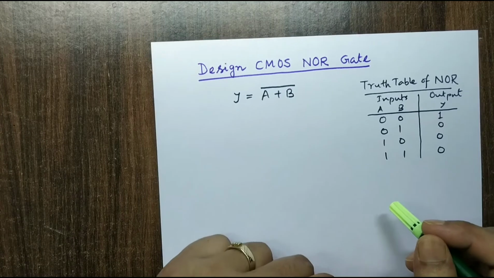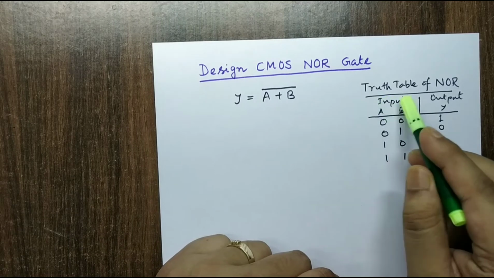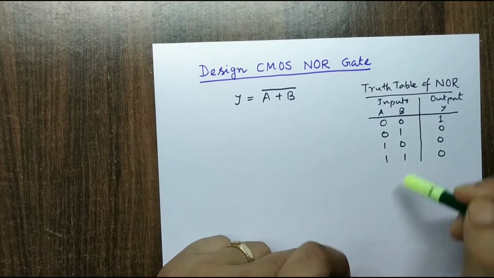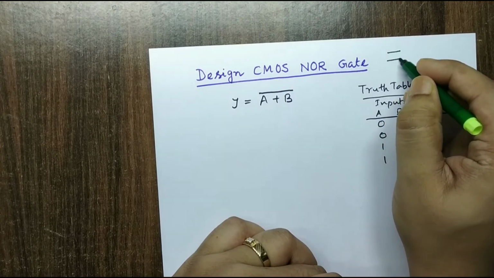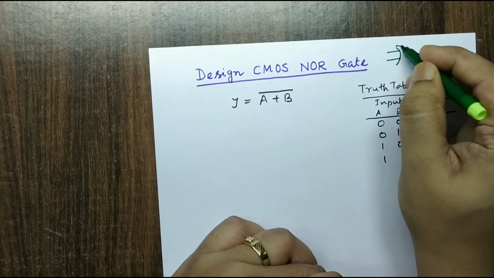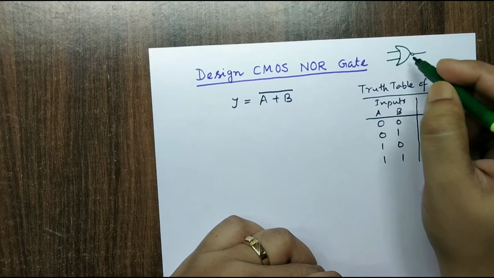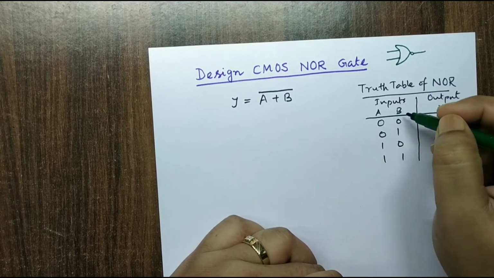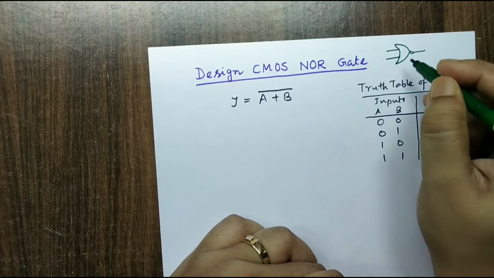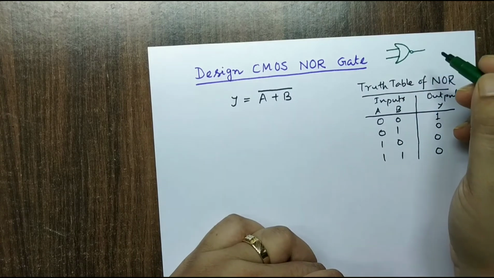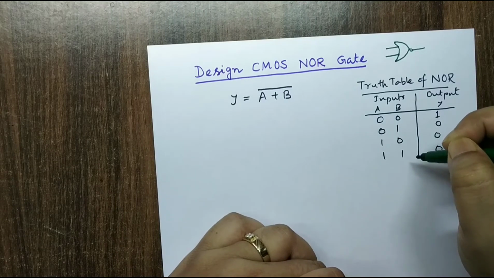Let us see how the NOR gate truth table operates. Here we can see the truth table of a 2-input NOR gate. Generally its gate symbol is this one. If you remember, with 2 inputs it will have 4 combinations, that is 00, 01, 10, 11. Similarly, it may have 3 or 4 inputs also. Depending upon the number of inputs, the combinations increase on the basis of the 2 to the power n concept.